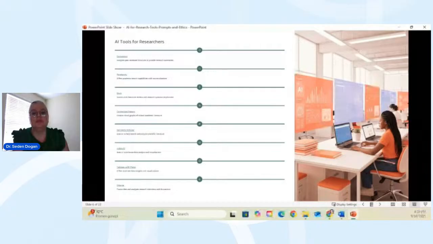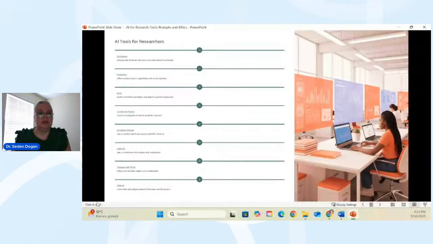Maybe you can type in the chat which of these tools you have tried so far: Gemini, Claude, Perplexity, ChatGPT. Maybe you can share your own experience with us and we can share them at the end of the presentation.